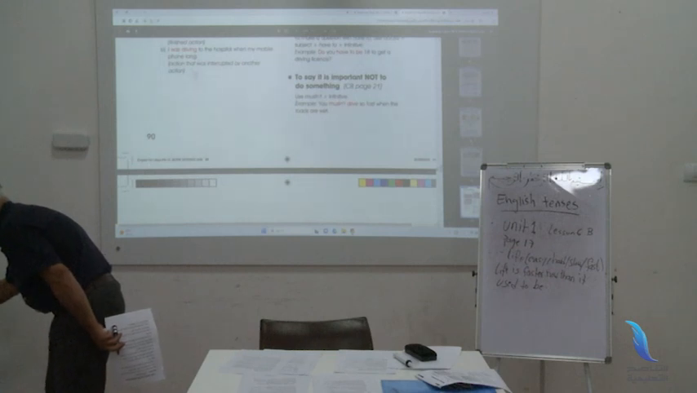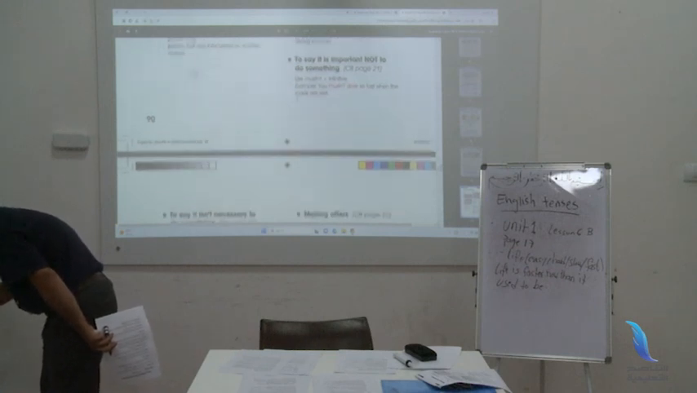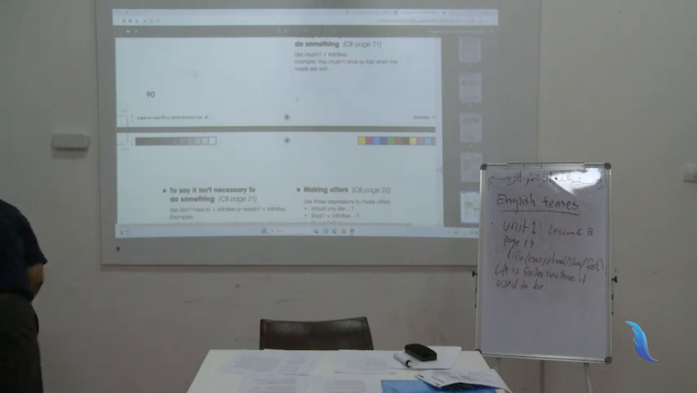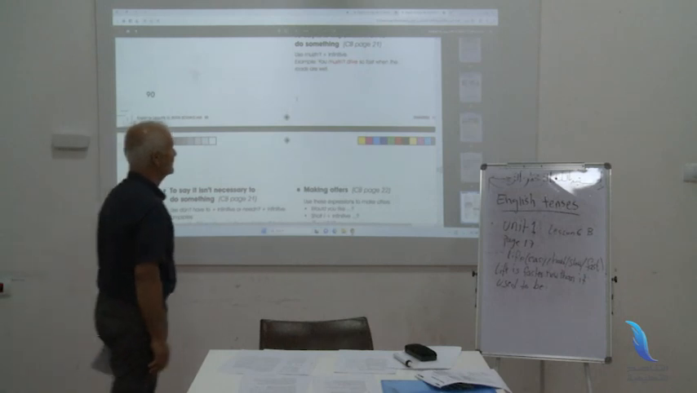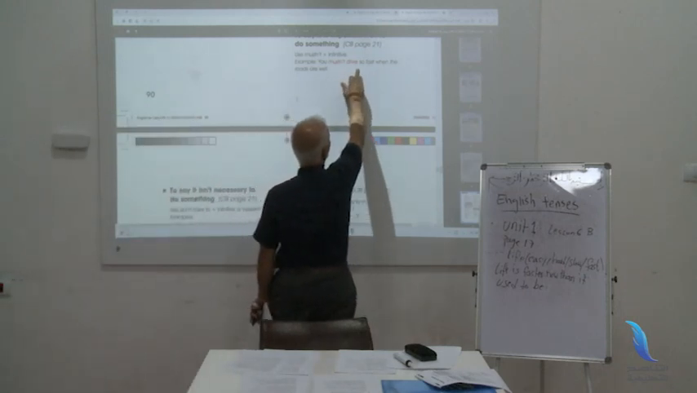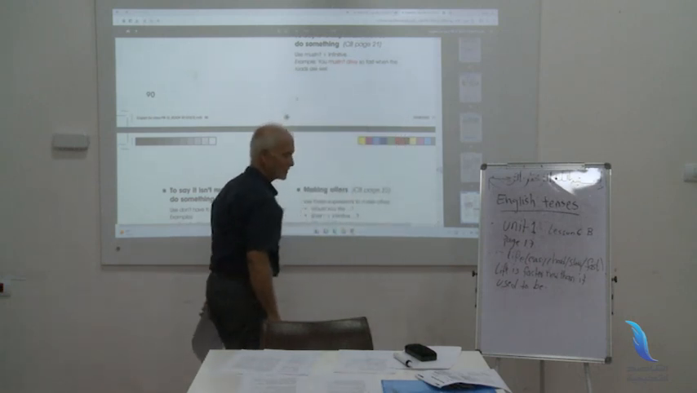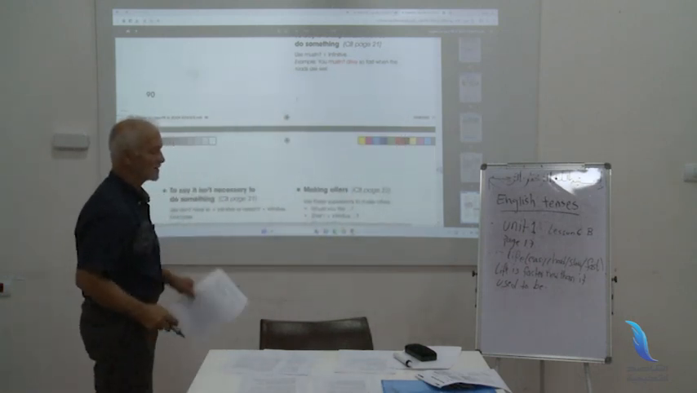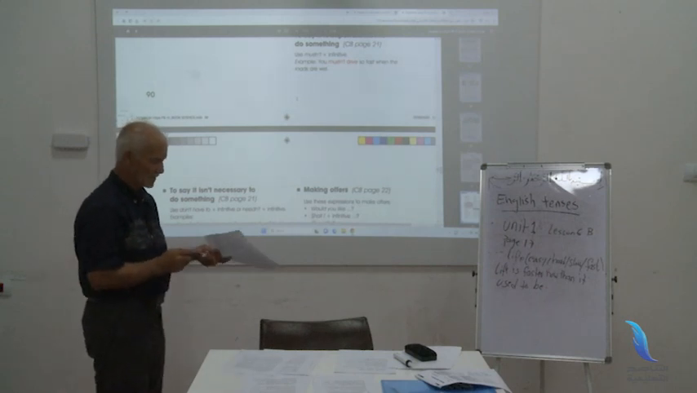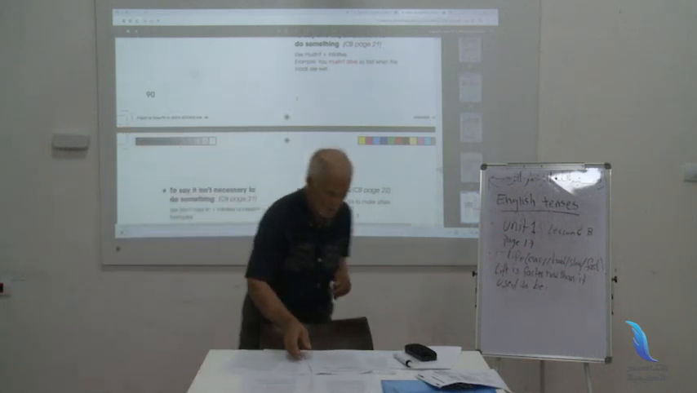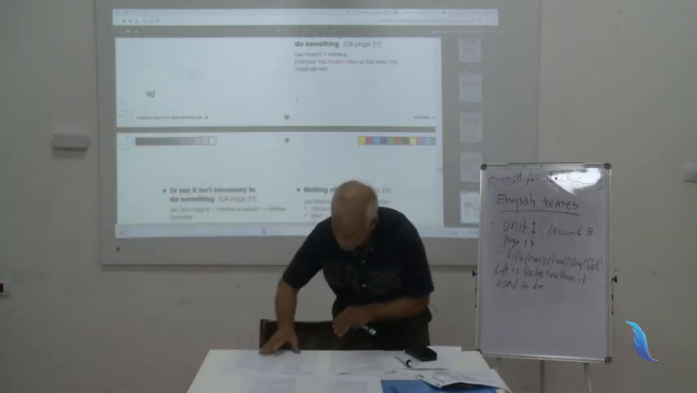To say it's important not to do something, we can use must not. Must not plus infinitive. You must not drive so fast when the roads are wet. Must and must not. These are the modal verbs.